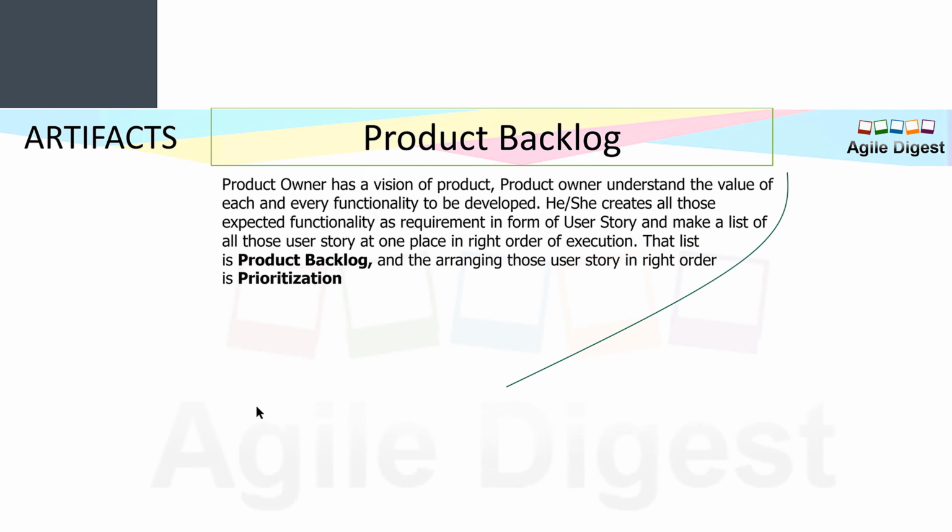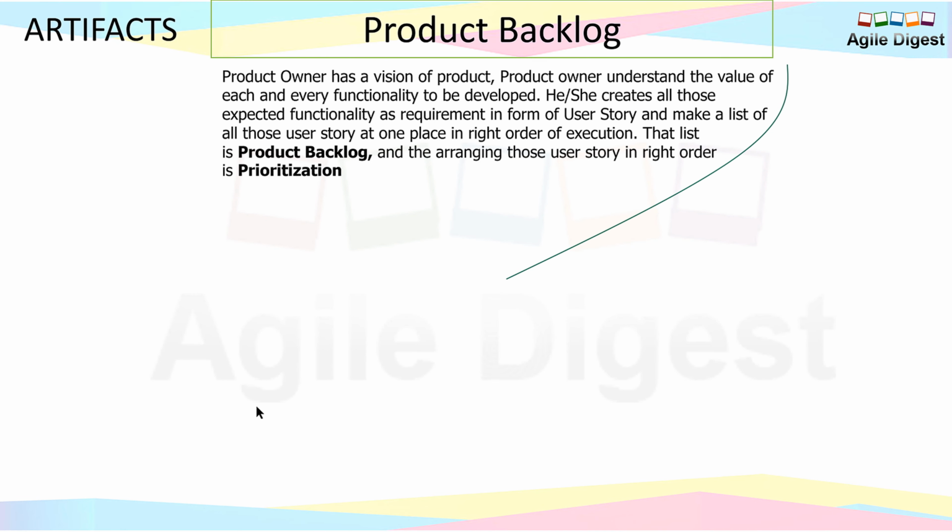Okay, let's talk a little more about the product backlog and how it comes in. The product owner has a vision of the product and understands the value of each and every functionality to be developed. He or she creates all those expected functionalities as requirements in the form of user stories and makes a list of all those user stories in one place in the right order of execution. That's what we call prioritization. That list is the product backlog, and the arrangement of those user stories in the right order is prioritization.